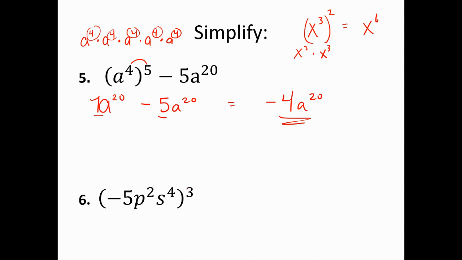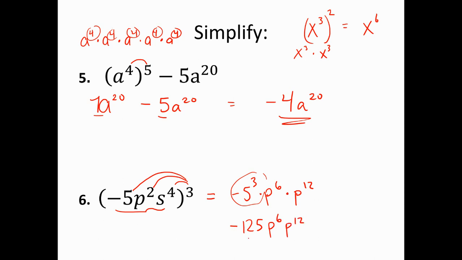because I have x cubed twice, and 3 plus 3 is 6. Okay, so then that means this one, instead of writing this term out 3 times, I can just raise everything, sort of like distributing this exponent to everything. So negative 5 cubed, and then I have p, 2 times 3 is 6, and 4 times 3 is 12. And then I need to simplify this. Negative times a negative times a negative is a negative, and 5 cubed is 125.